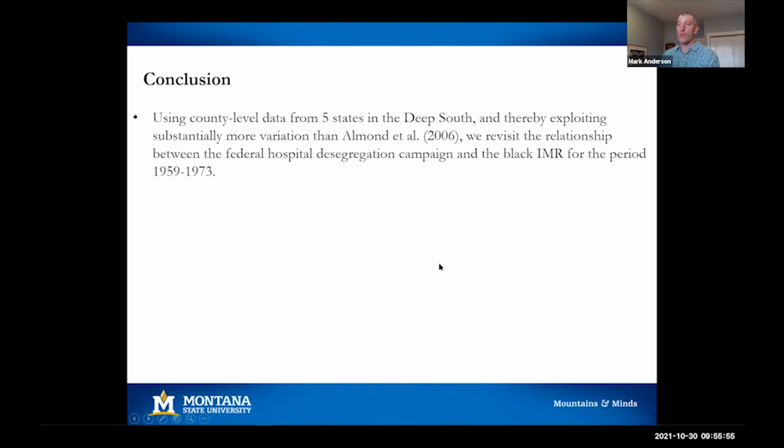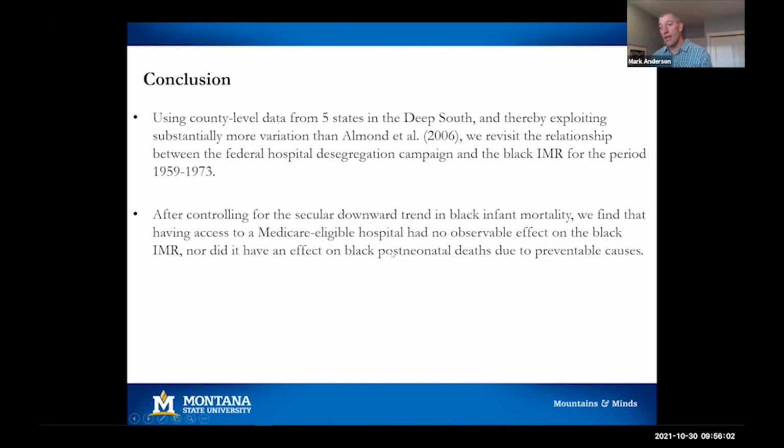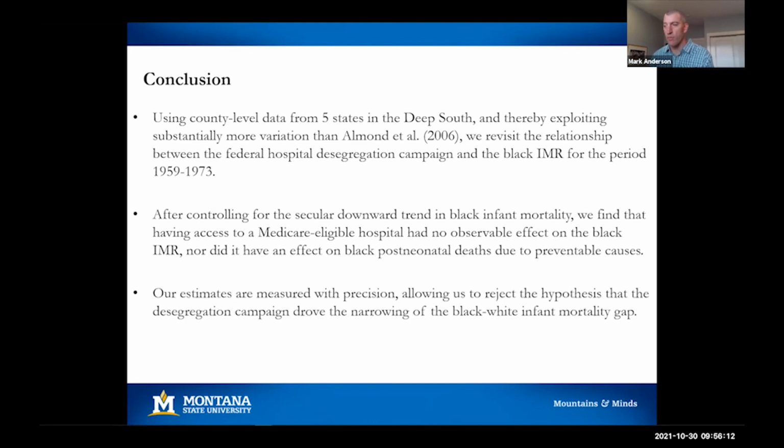So what do we do? Well, we used county level data from 5 states, allowing us to exploit a lot more variation than Almond et al. We find that after we control for this secular downward trend in Black infant mortality, having access to a desegregated hospital had no observable effect on the Black infant mortality rate. And our estimates are precise. We have precise nulls.